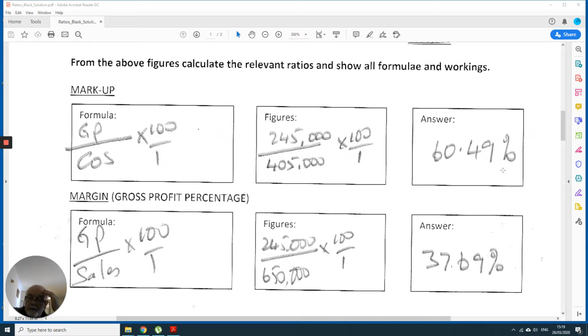Margin or gross profit percentage then is your gross profit as a percentage of sales. It's the same gross profit, 245,000 over 650,000 by 100 over 1. And again, being careful with our two decimal places and our label, we have 37.69%.